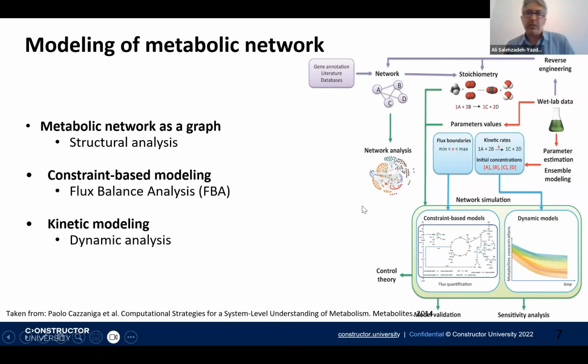In kinetic modeling, in contrast to network analysis where we just need to know the nodes and interactions, in dynamical analysis and kinetic modeling we need a lot of data, like exact values of concentrations, inhibitors, activators, how the enzyme works, and the kinetic law of each enzyme, for example, and so on.